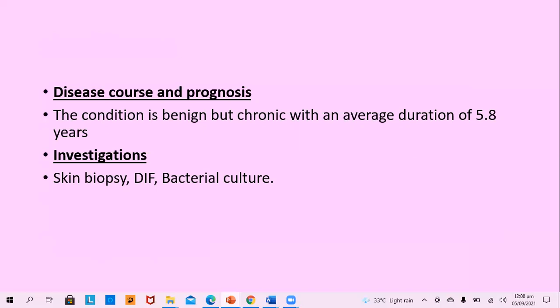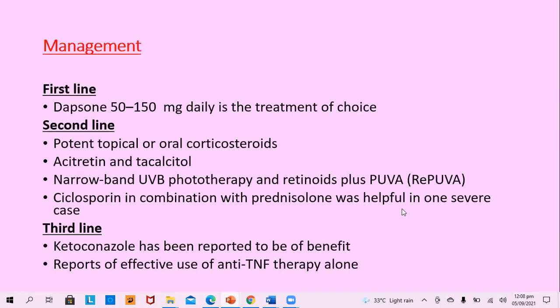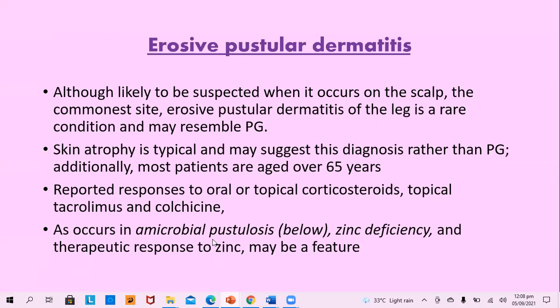Investigation is done by skin biopsy, by DIF, and bacterial culture. Management: dapsone is the first line treatment, 50 to 150 mg given daily. Second line includes potent topical or oral corticosteroids, acitretin or tacalcitol, narrowband UVB therapy, and retinoid plus PUVA. Cyclosporin in combination with prednisolone was helpful in one severe case. Third line treatment includes ketoconazole and effective use of anti-tumor necrosis factor therapy alone.